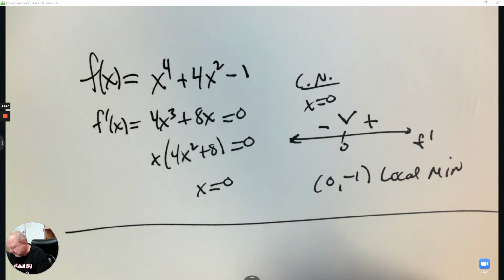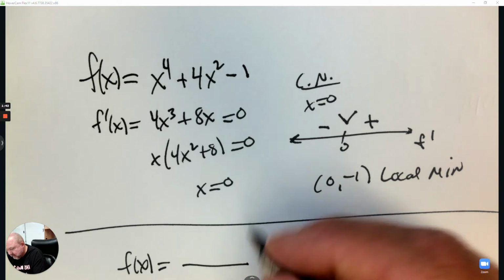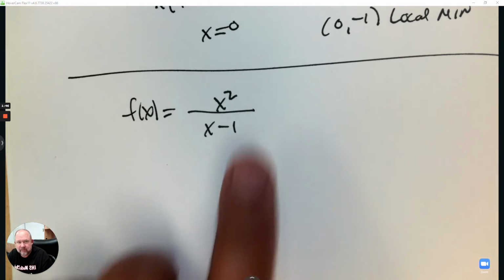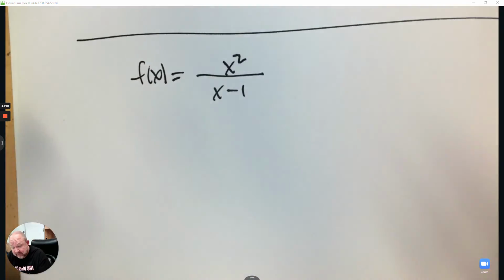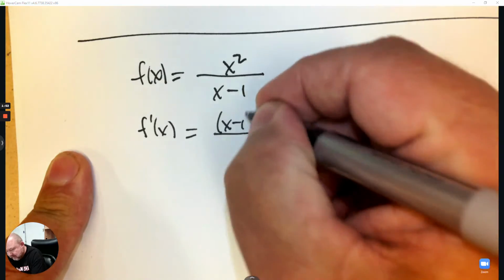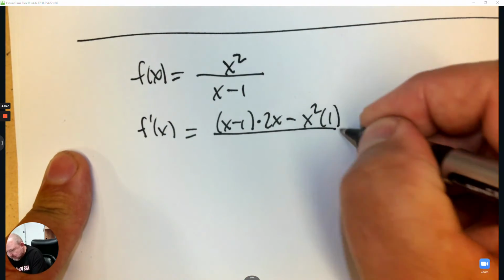Let's look at another one. This is the one people are having a hard time with, when it was a fraction. So let's see if I can create something here. Let's practice this one together. So write it down. Same big idea. The derivative is going to be the quotient rule. So that's the bottom times the derivative of the top minus the top times the derivative of the bottom, and then the bottom squared.